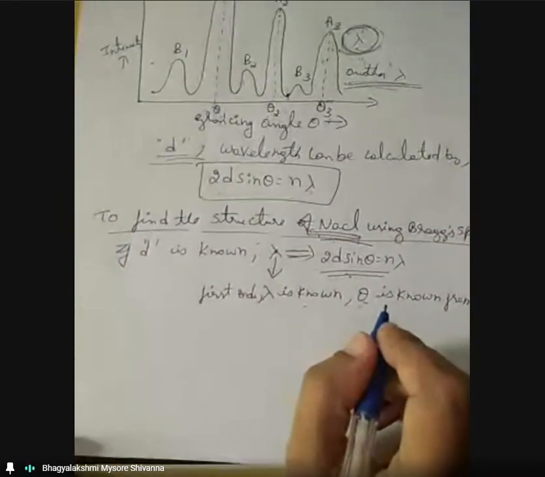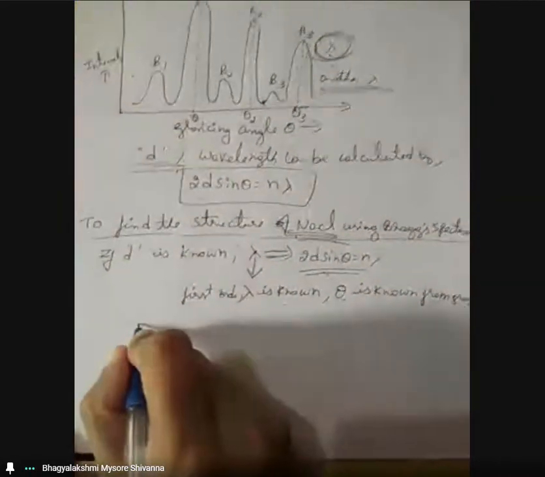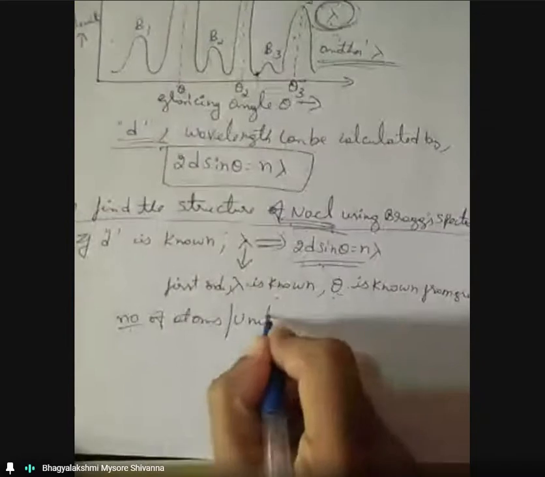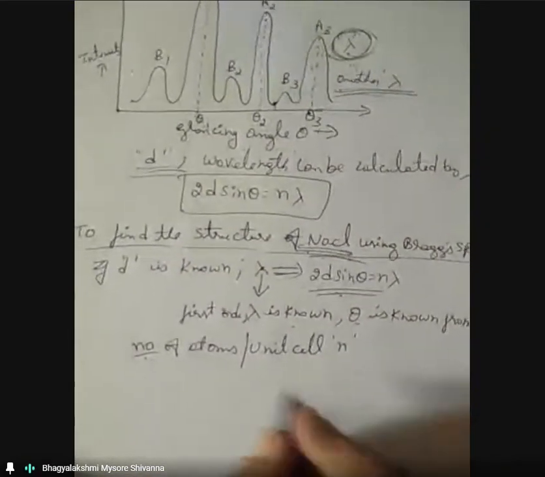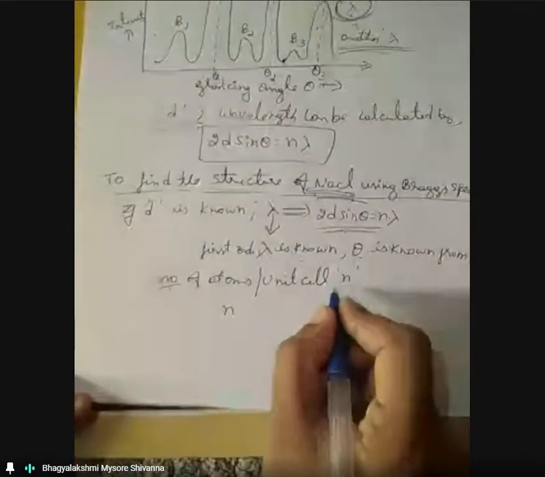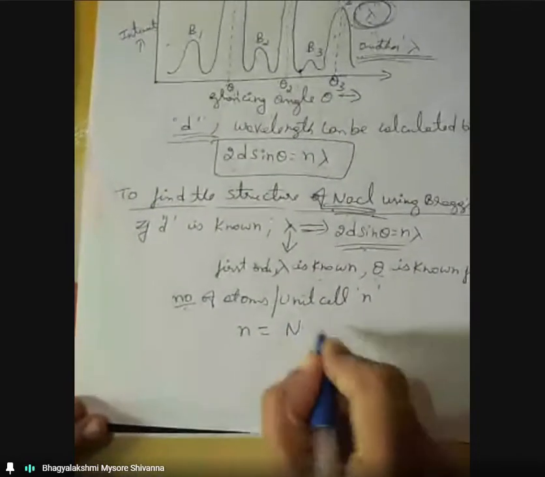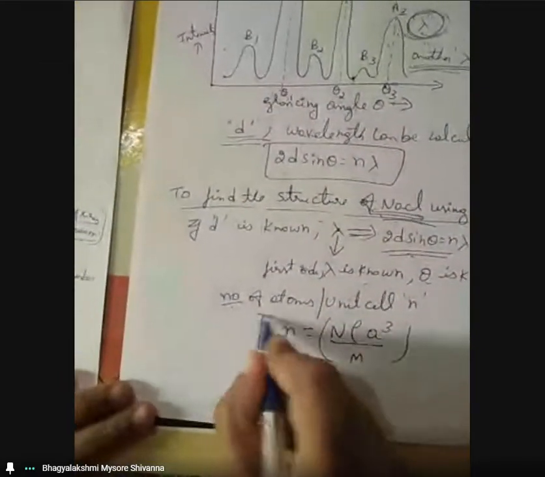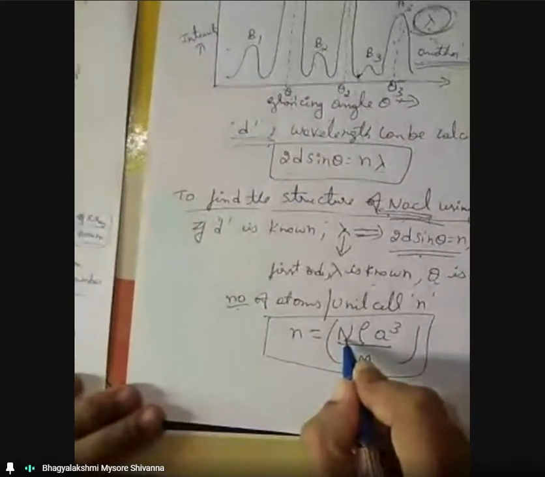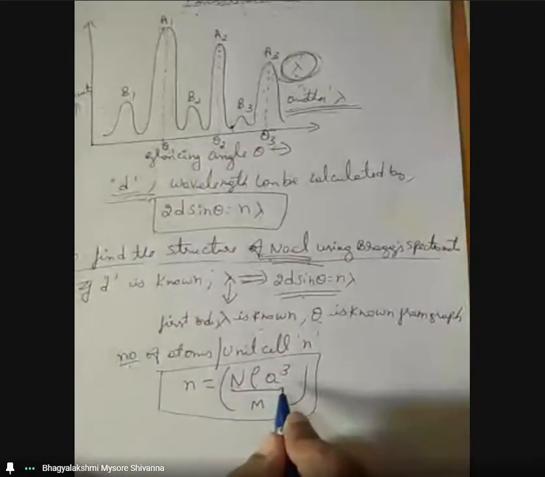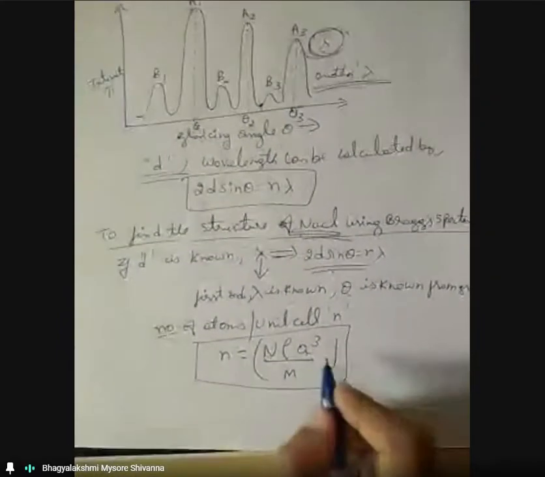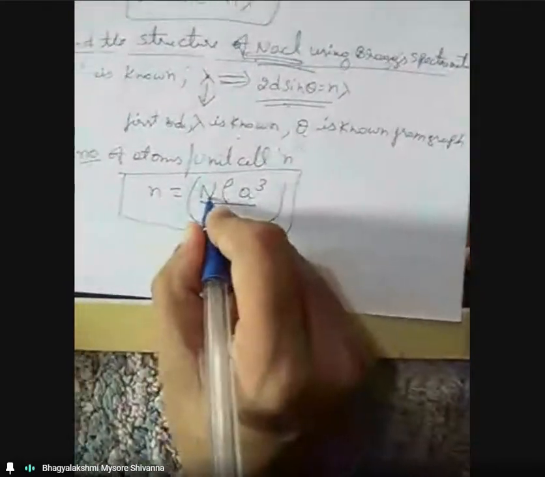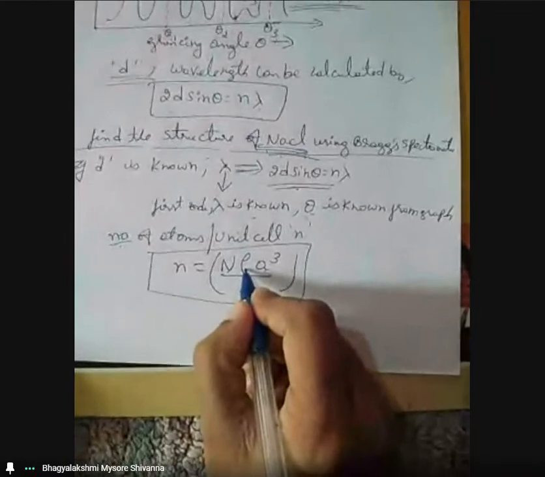Then the number of atoms per unit cell, represented by n, can be calculated. n is calculated by n = N rho a cubed divided by M, where N is the Avogadro number, rho is the density, a cubed is the volume of that crystal, and M is the molecular weight.